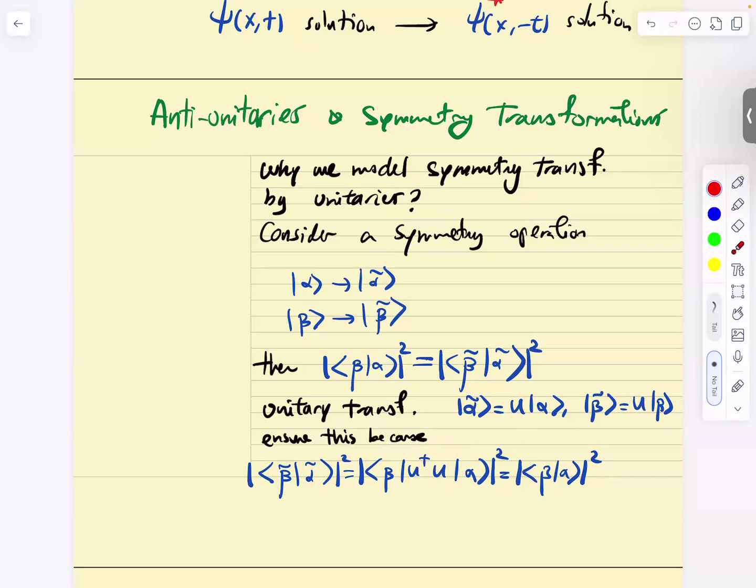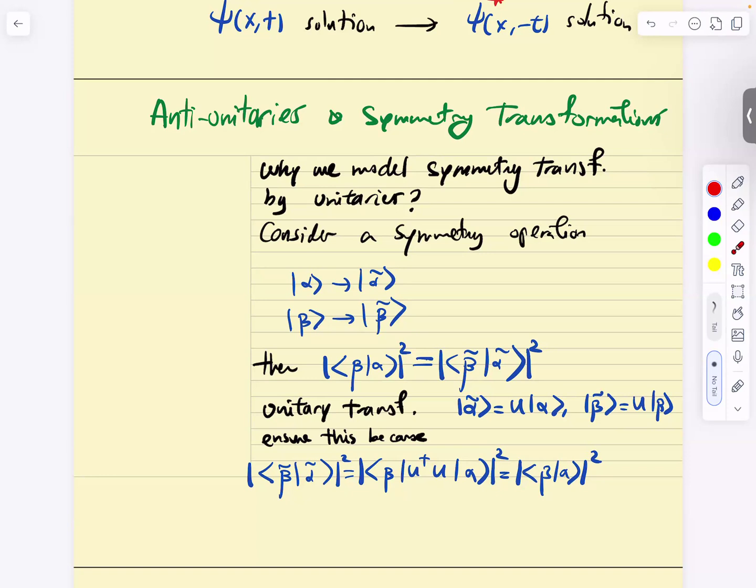However, you can instantly see that there is room for another possibility. In this case, what is actually preserved is the amplitude. So the overlap of beta and alpha is equal to the overlap of beta tilde and alpha tilde. For a unitary transformation, this is true. However, if you have a symmetry transformation that instead gives the complex conjugate, still the probabilities are preserved. Sounds very bizarre, but it's a possibility. Such a transformation is an anti-unitary.